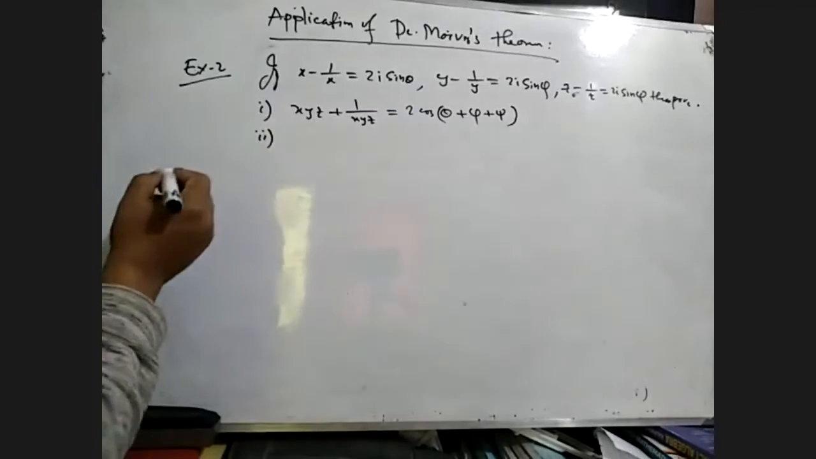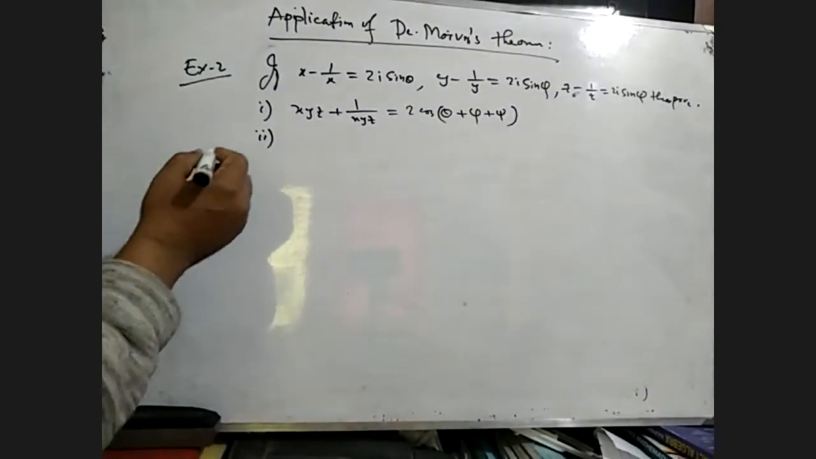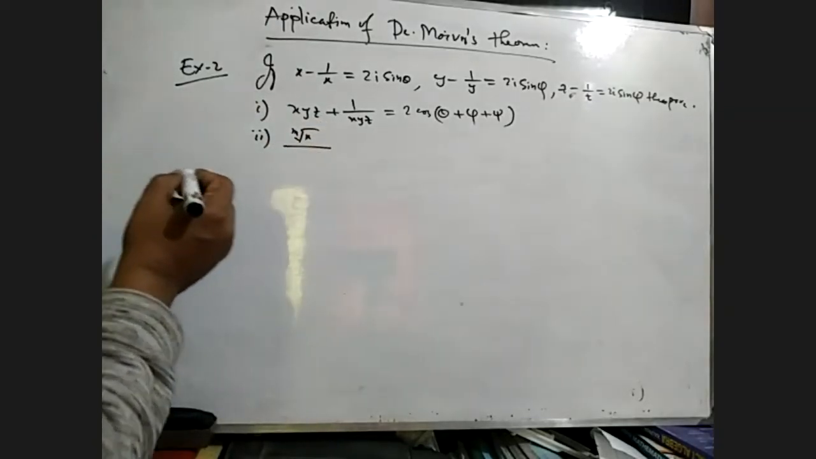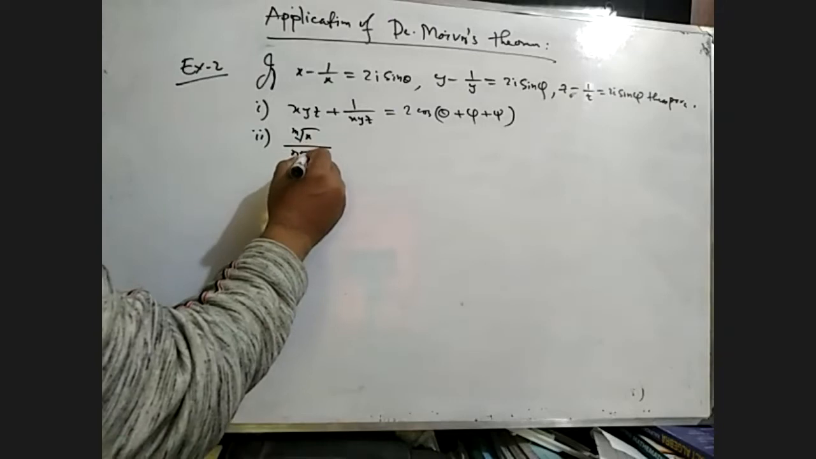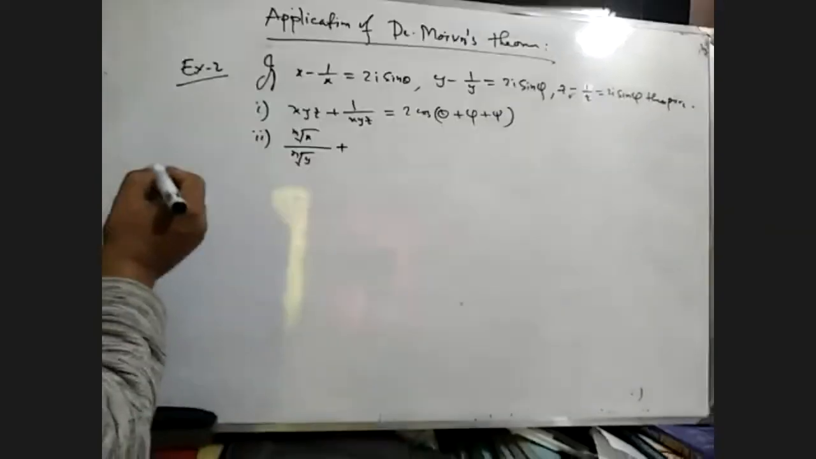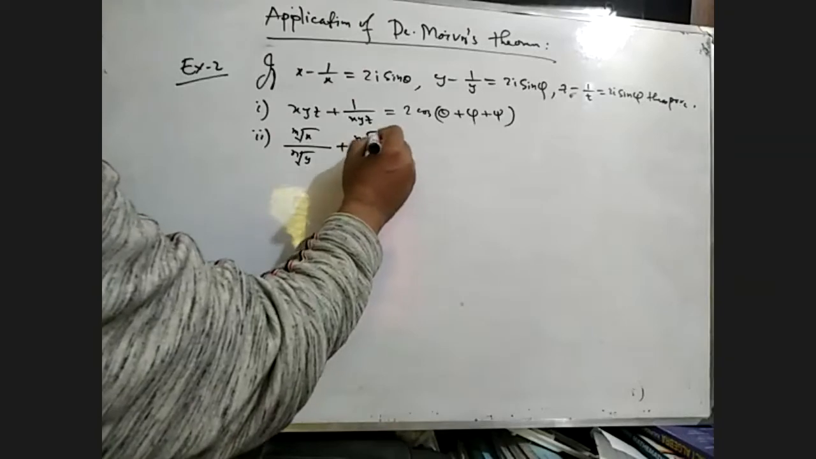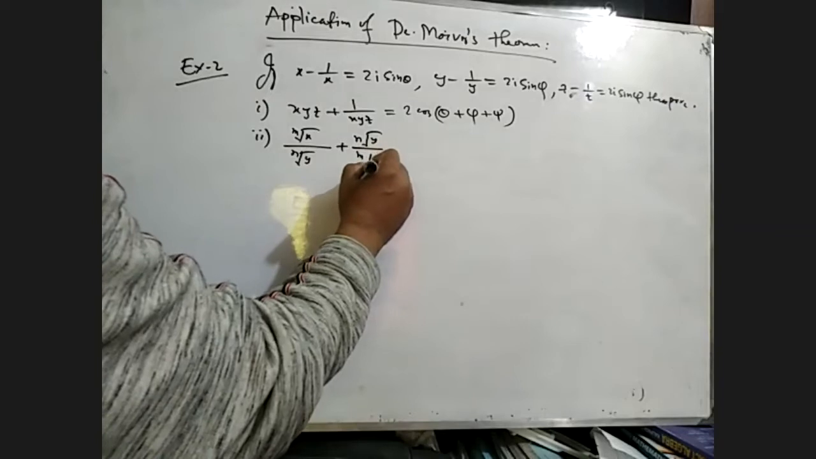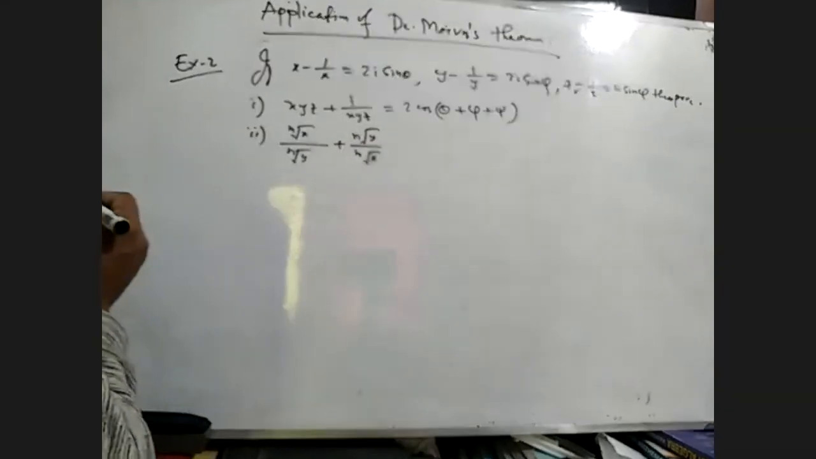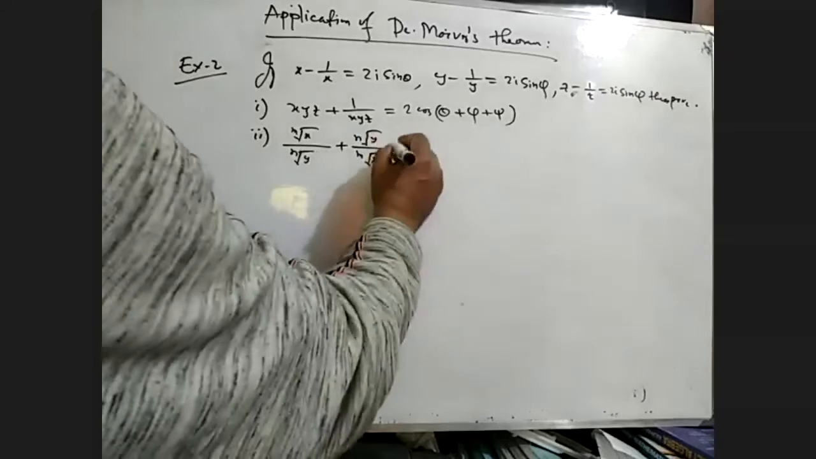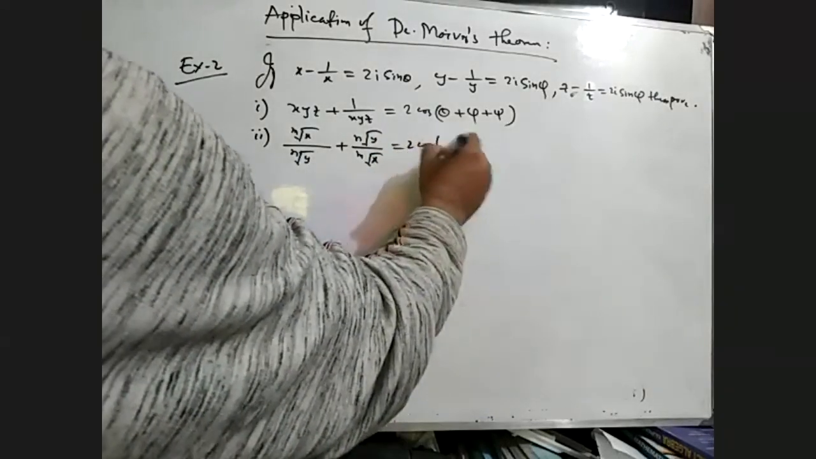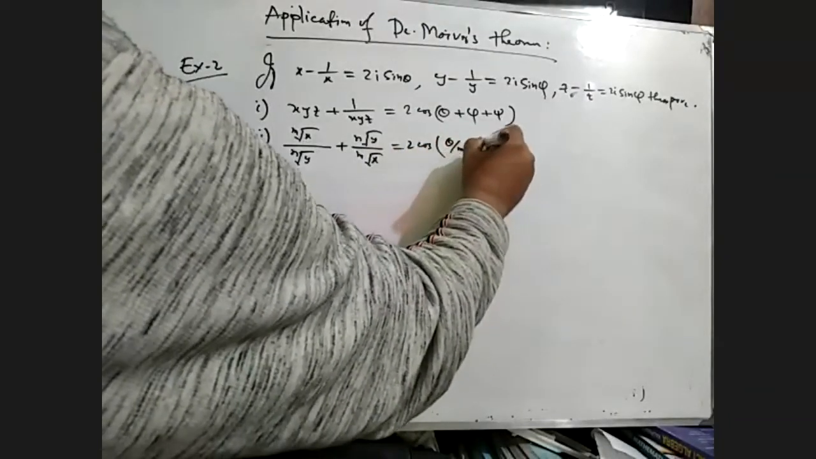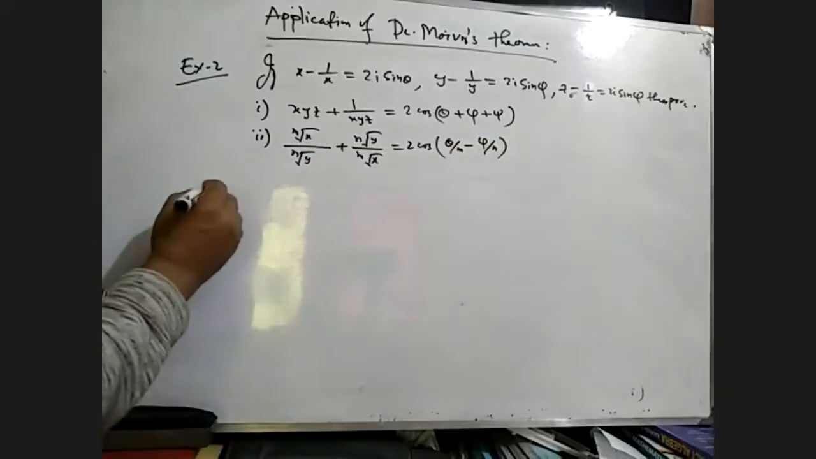Number 2 will be: mth root over x divided by nth root over y, plus nth root over y divided by mth root over x, equals twice cos of theta by m minus pi by n.